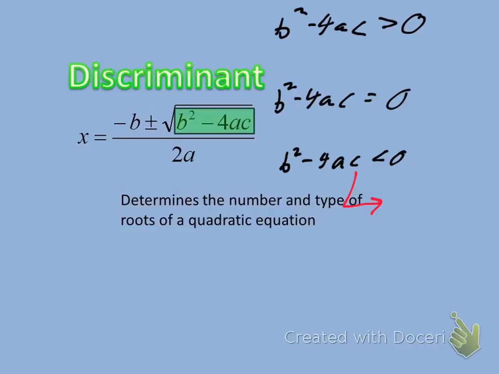You're going to have 2 imaginary or complex solutions every single time. You don't have to write both imaginary and complex. You can write one or the other. So you can either say 2 imaginary solutions or 2 complex solutions. Either one is the same thing, all right?